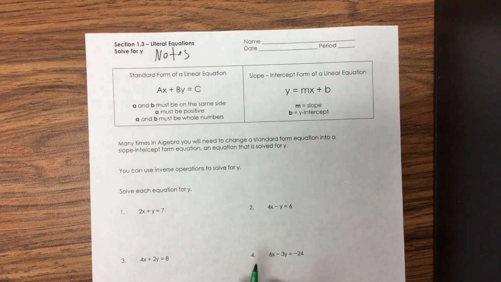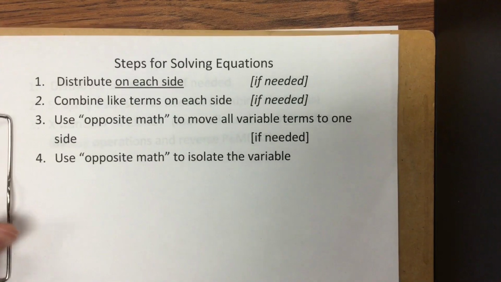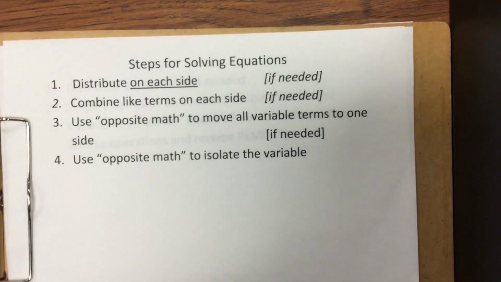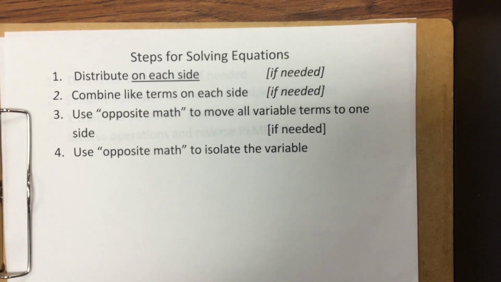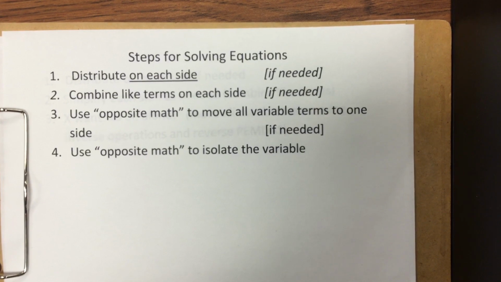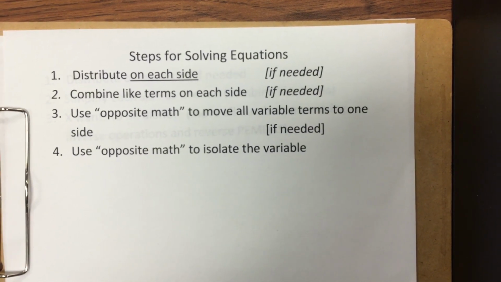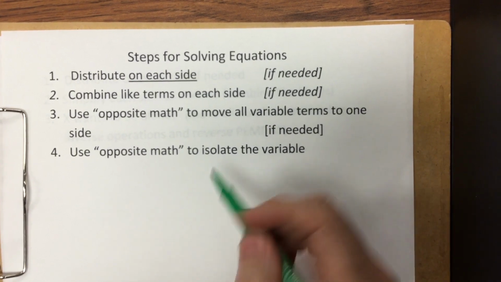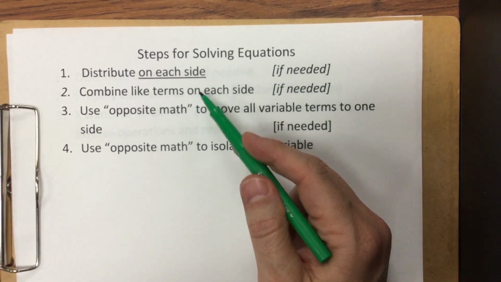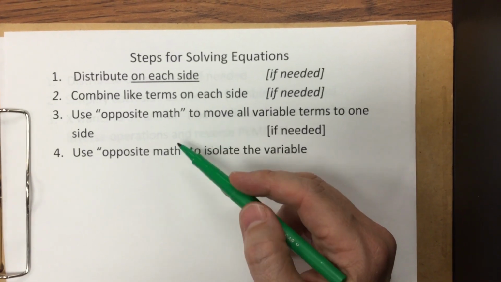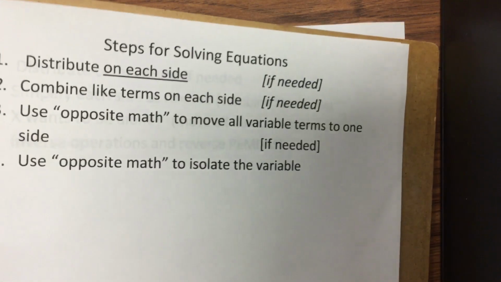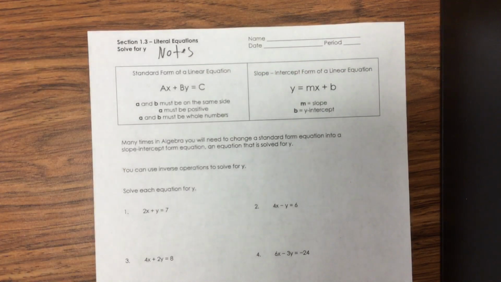Now the rules that we've learned still apply, and those are: distribute on each side if needed, combine like terms on each side if needed, use opposite math to move all variable terms to one side, and then use opposite math to isolate the variable. Now, you're rarely going to need the first two steps, but you're going to be doing a lot of this. It may stretch you when you're doing the math rules, even though it's not a number, it's just a variable.